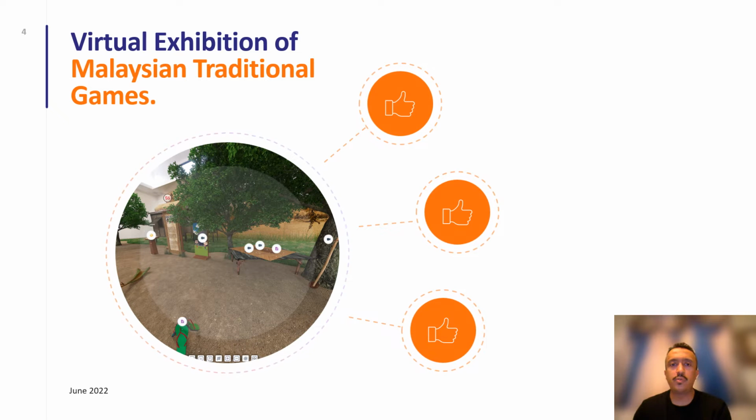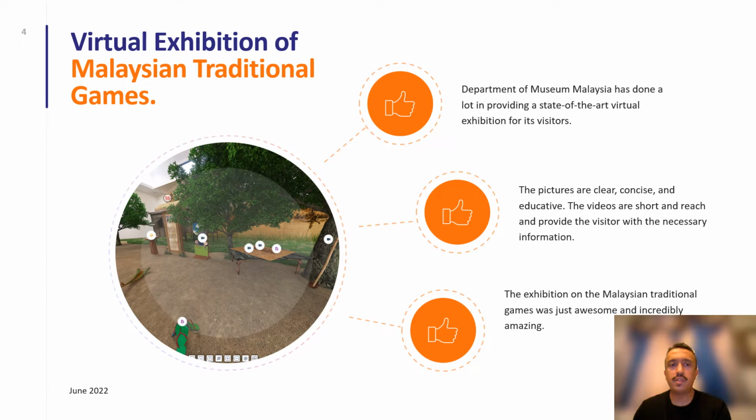Here I would like to highlight 3 points regarding the visual exhibition. First, the Department of Museums Malaysia has done a lot in providing a state-of-the-art visual exhibition for its visitors. Second, the pictures are clear, concise and educative. The videos are also short and rich and provide the visitor with the necessary information. The exhibition on the Malaysian traditional games is also awesome and really amazing.